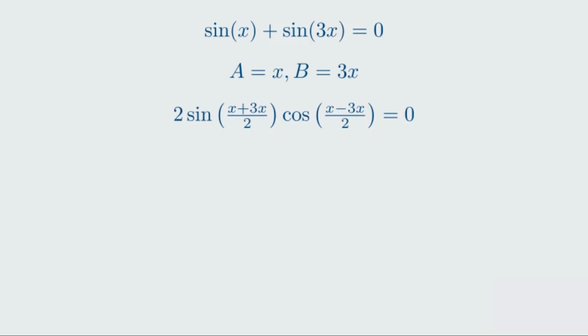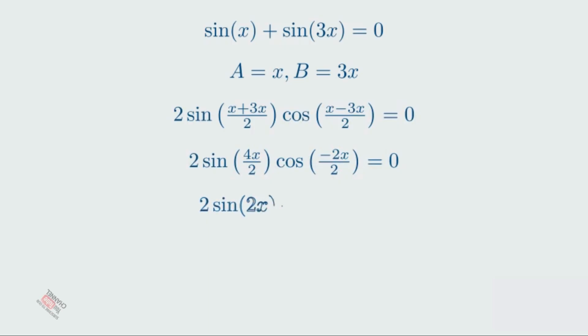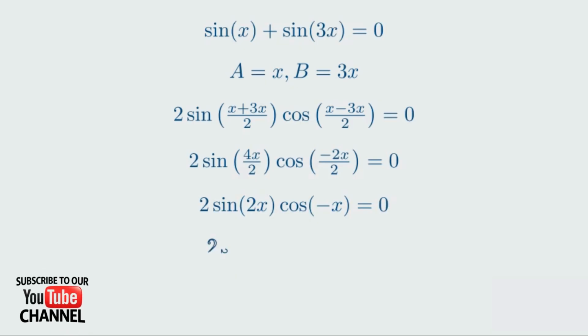Now, let's simplify the arguments of our sine and cosine functions. x plus 3x is 4x, and x minus 3x is negative 2x. Dividing both arguments by 2 gives us 2 times sine of 2x times cosine of negative x equals 0. We have one more simplification. Remember that cosine is an even function, which means cosine of negative x is the same as cosine of x. So, we can replace cosine of negative x with cosine of x. Our simplified equation is 2 sine of 2x cosine of x equals 0. Notice how we've transformed the problem into a simple product of trigonometric functions. This is a crucial step.